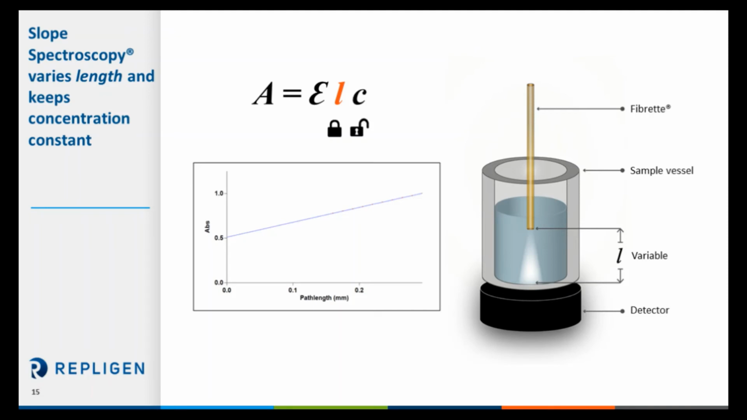So the path length is determined from the bottom of what's called a fibrette, which is a solid core silica fiber, not hollow, not capillary. Nothing is happening to the liquid within the sample vessel. And the Solo can measure in path length ranges of 5 micron to 15 millimeters in as small as a 5 micron step. So the SoloVPE has 3,000 choices of path length to find the best linear regression for your particular sample. So in this case, the variable is path length, not concentration.